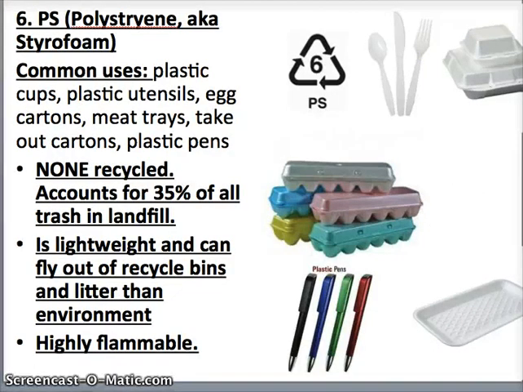Okay, plastic number 6 is PS or polystyrene. It's also known as styrofoam. And the common uses of this are plastic cups, plastic utensils, egg cartons, some plastic pens, and takeout trays. This type of plastic never gets recycled, and actually it accounts for 35% of all trash in landfills, which is a significant amount. This type of plastic is really lightweight and can fly out of recycling bins and can litter the environment very easily. And it's also highly flammable, or it can catch fire very easily. So try to avoid using polystyrene or styrofoam.